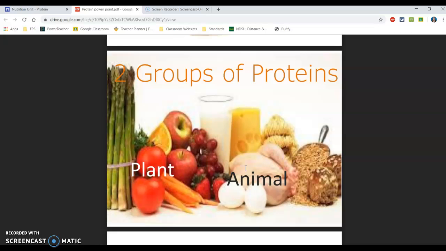So now that pile of protein foods, I want you to take and separate them out: plant-based protein and animal-based protein. Go ahead and take about 2 or 3 minutes to do that. Pause here.